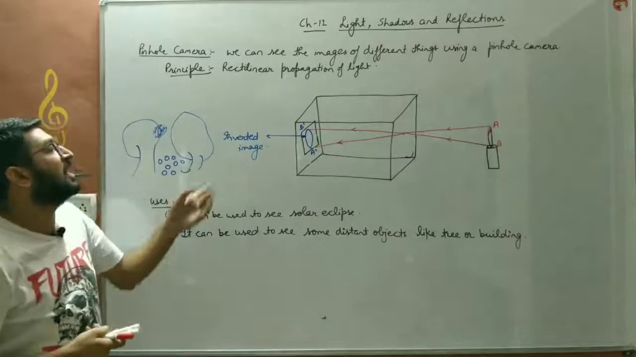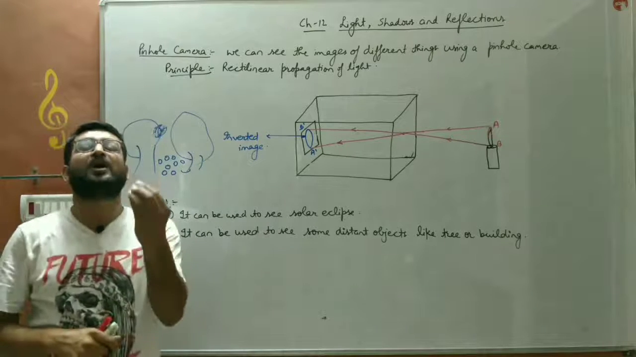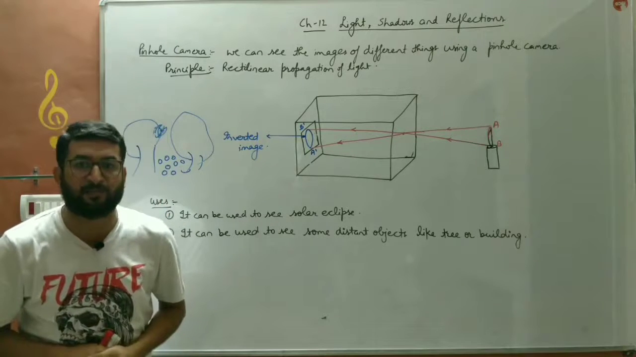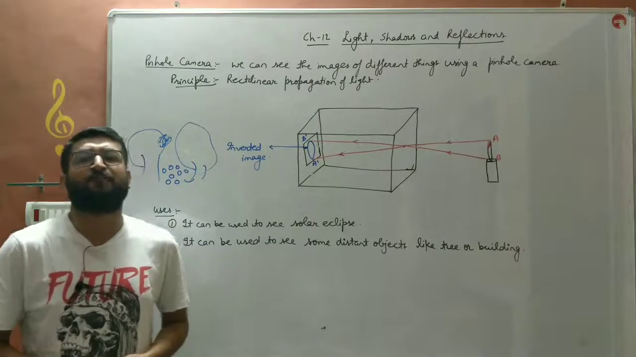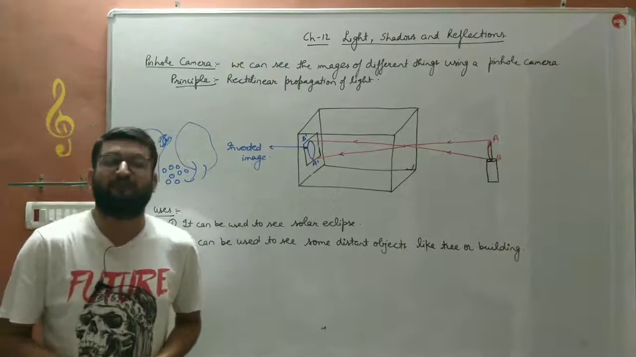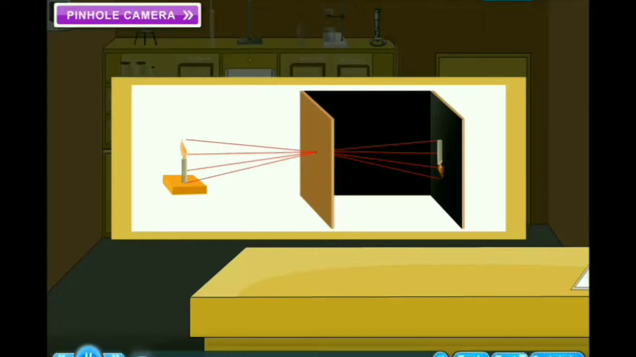So a pinhole camera always forms an inverted image as it works on rectilinear propagation of light. Now we understand the concept of pinhole camera by the help of an animated video. Pinhole camera. We can see the images of different objects using a pinhole camera. It is based on the principle that light travels in a straight line. Let us construct a pinhole camera.